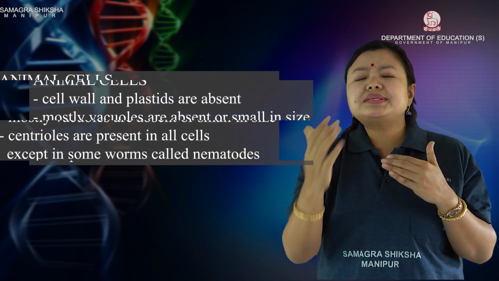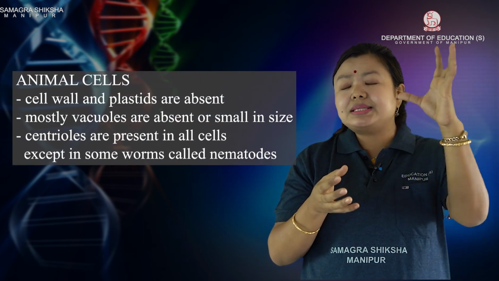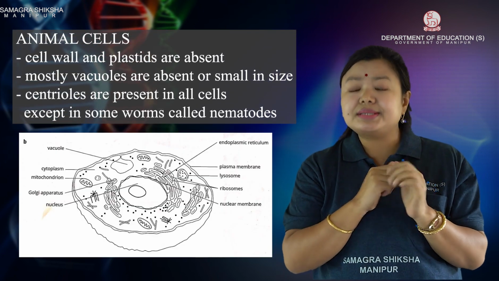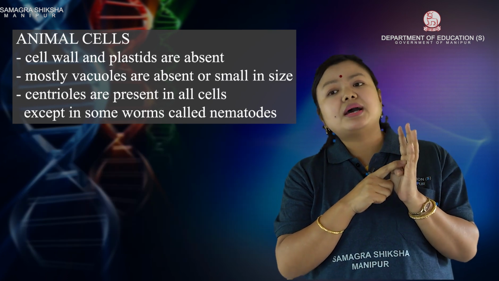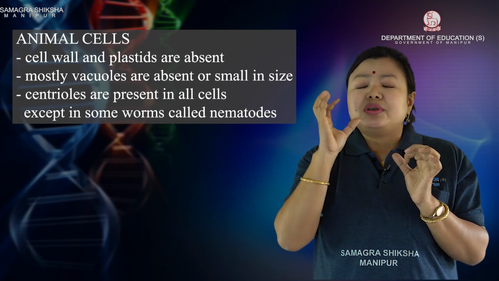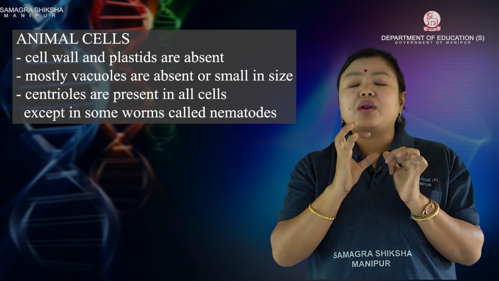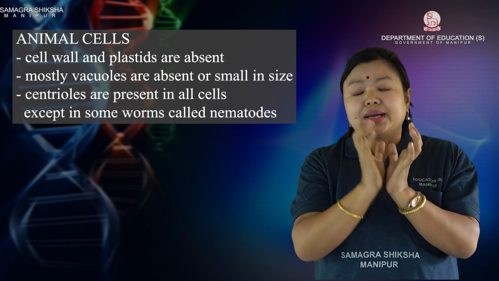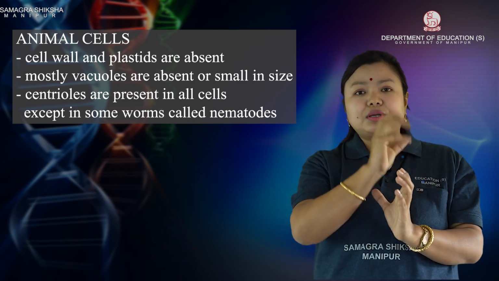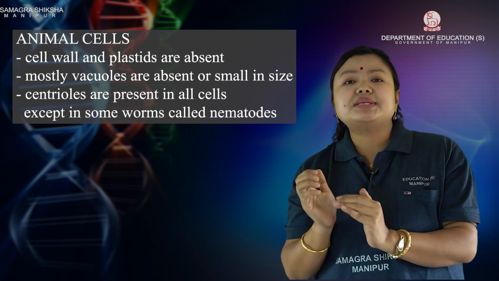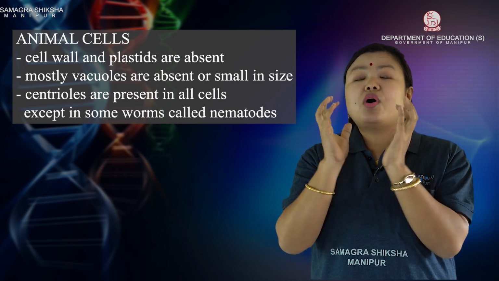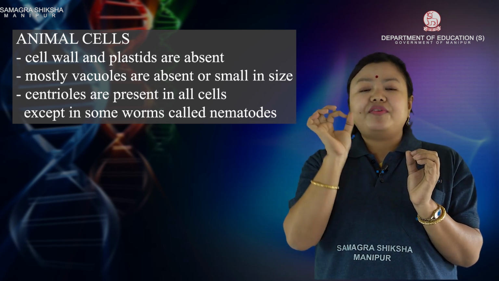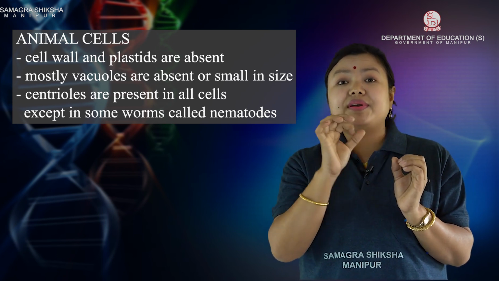Again, in animal cells, cell walls and plastids are absent, and even though vacuoles are present, they are of small size. In plant cells, vacuoles cover 50 to 90%. In case of animal cells, they are almost absent, or of a very small size.